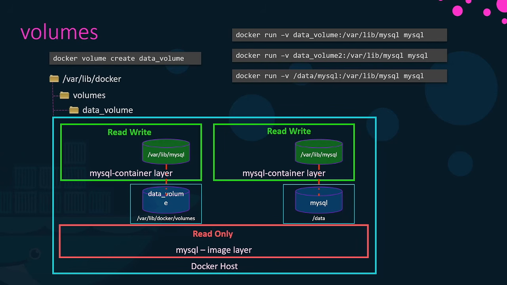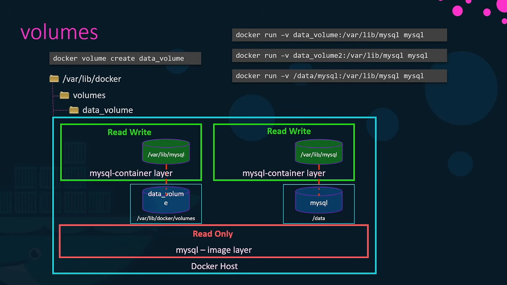So there are two types of mounts, a volume mounting and a bind mount. Volume mount mounts a volume from the volumes directory, and bind mount mounts a directory from any location on the Docker host. One final point to note before I let you go.